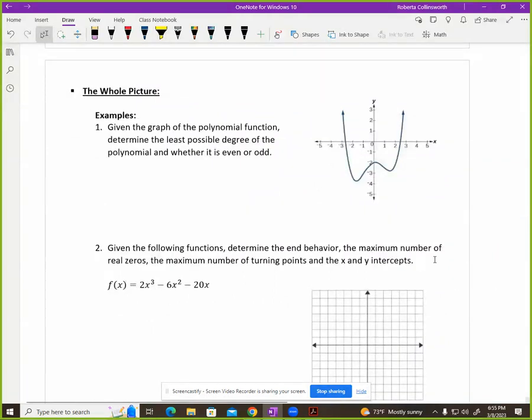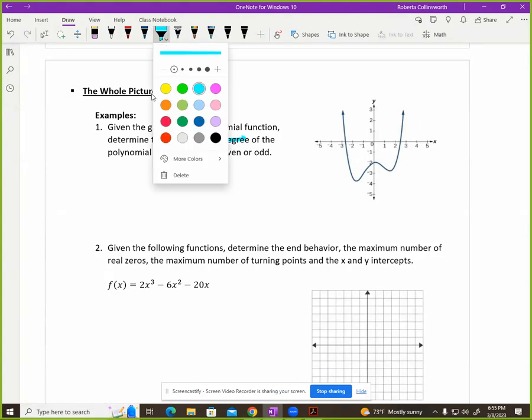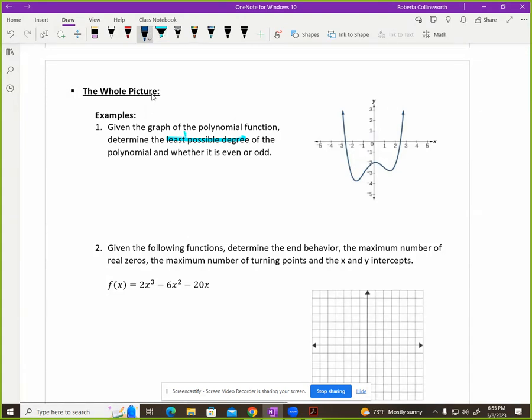Okay, so now we're going to put the whole picture together. We're going to talk about all the stuff. So I have this example, and it says, given the graph of the polynomial function, determine the least possible degree. So we've talked about the degree of our polynomial, that's n. So I want to know what n could be of the polynomial and whether it's odd or even. So I only have 4 possibilities for what a graph can look like.